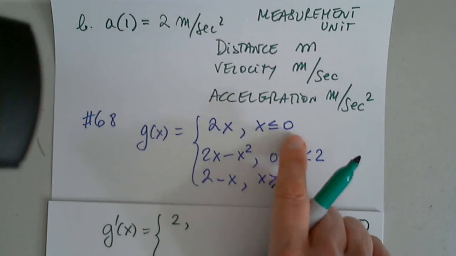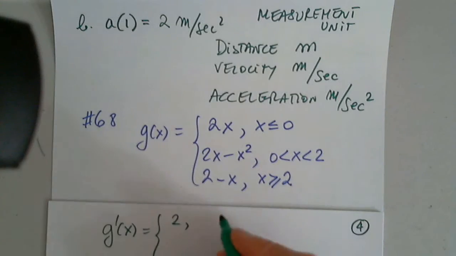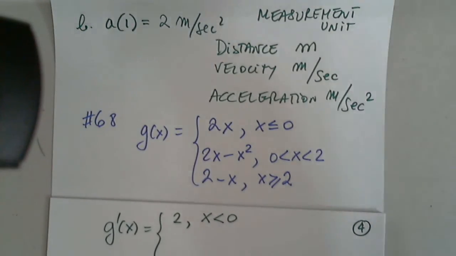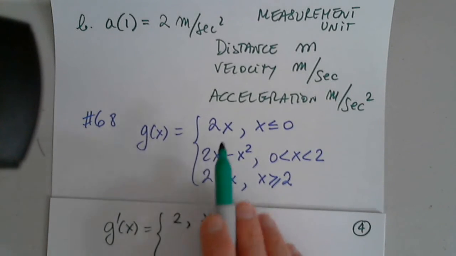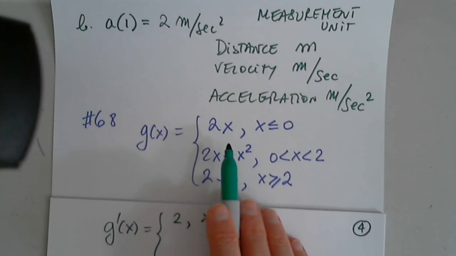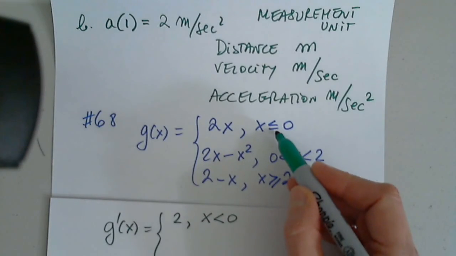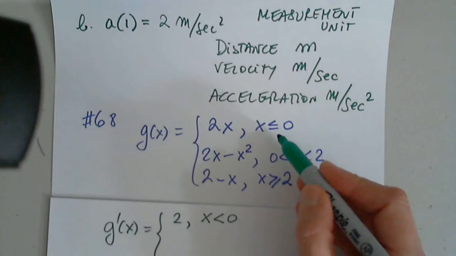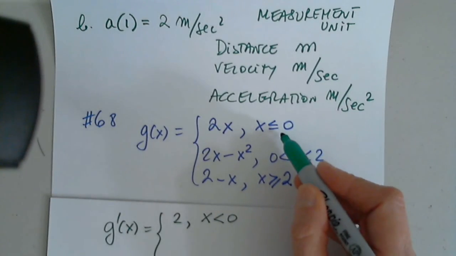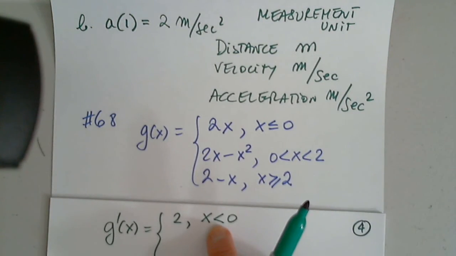Notice that I will not write the equal symbol. I know for sure that this 2x is differentiable and the derivative is 2. But I'm not sure whether this function exists at 0 yet. That's why I'm not going to put the equal symbol.